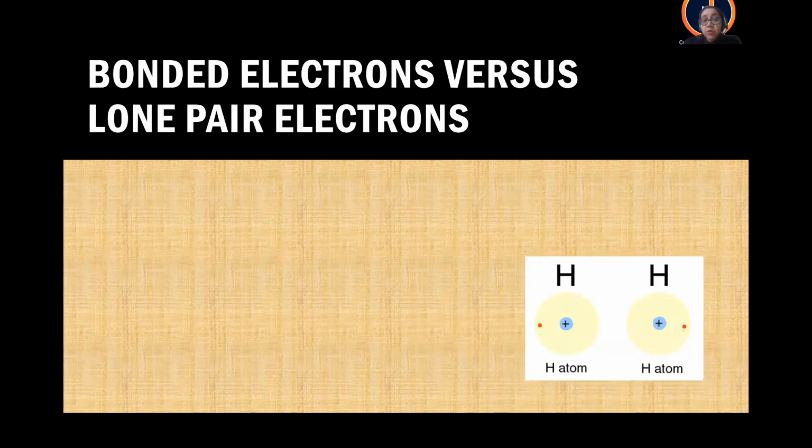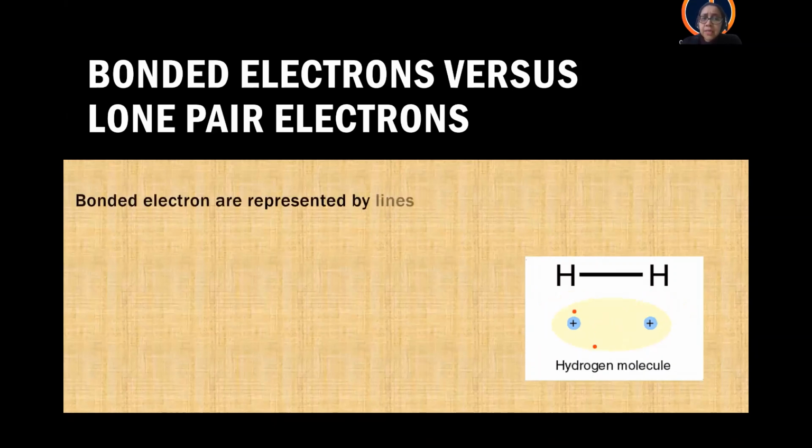But bonded electrons versus lone pair of electrons. Students, these terms are very, very important for understanding the Lewis diagram, so please pay attention. Bonded electrons are represented by lines. That's a basic difference. Whenever we form a bond, they have a set of electrons, we'll discuss how many. And a lone pair of electrons doesn't have lines.